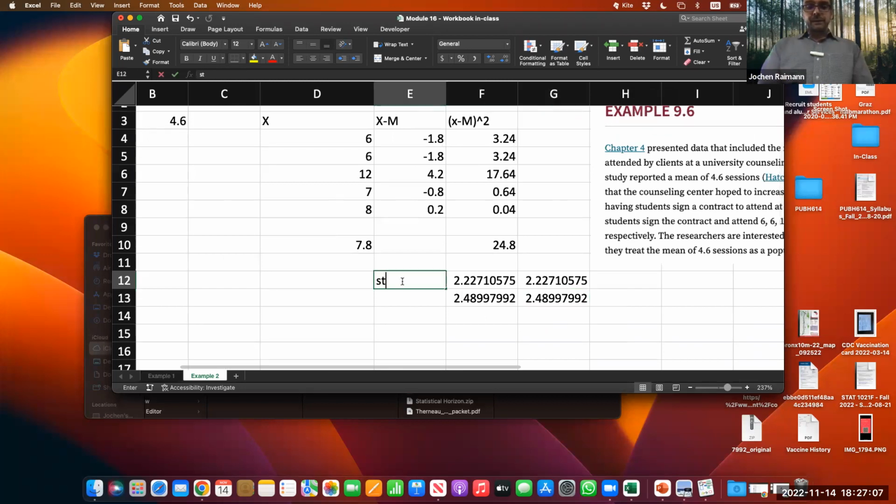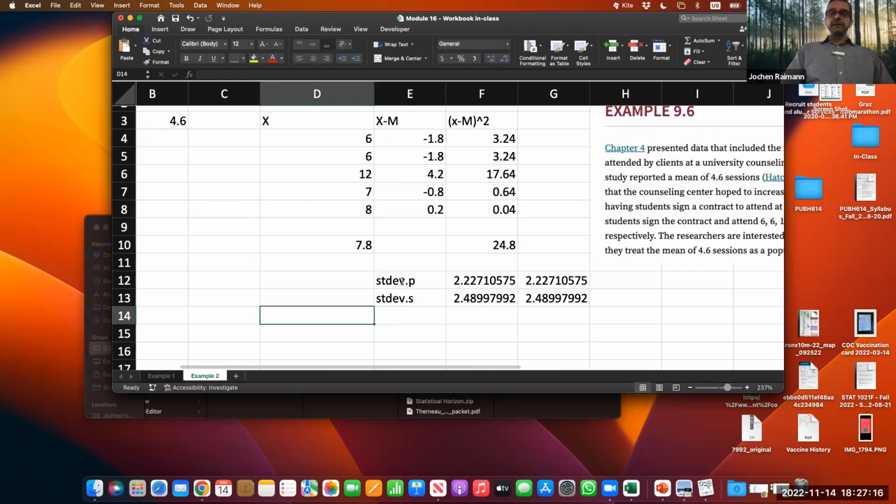So this is now STDEV.P, this is STDEV.S. So these two are important to keep in mind. What are we going to do next? So we want to compare now. So we know now we have a population of 5 individuals, and we know based on our estimated standard deviation, we can now estimate our standard error of the mean.